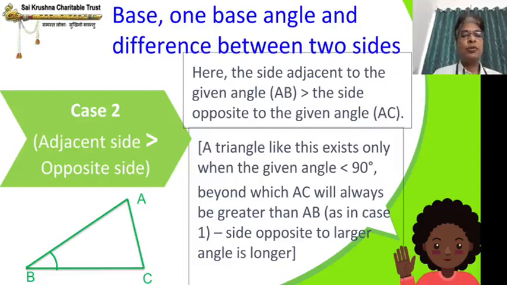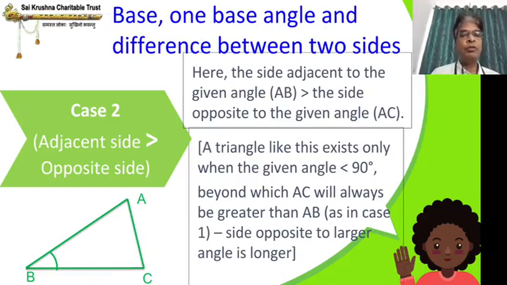So, side opposite to larger angle is longer. The reason is, suppose angle B is say 90 degrees, then by the angle sum property, the total is 180 degrees. So, the sum of the other two angles will be 90 degrees and eventually angle A and angle C will be lesser than angle B. And we have already proved a theorem, side opposite to larger angle is longer. Since angle B is the largest angle, if the angle is 90 degrees, then automatically AC will be the largest of the three sides. Hope all of you are able to understand.